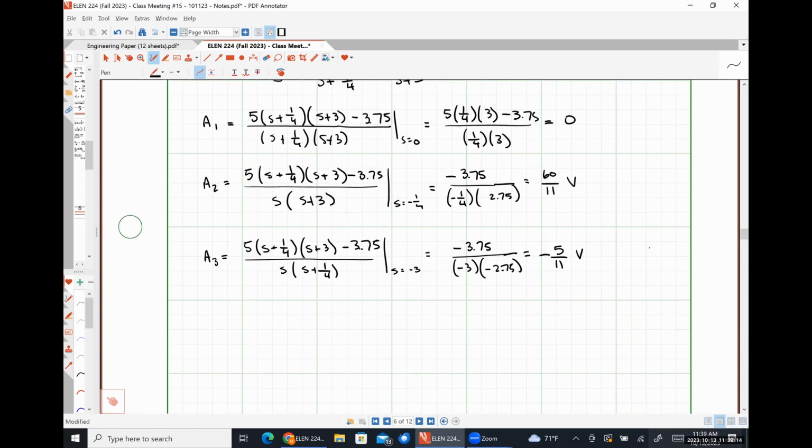We good? Okay. So from here, VC of t is going to be 60 over 11 e to the negative 1/4 t minus 5 over 11 e to the negative 3t, times u of t.